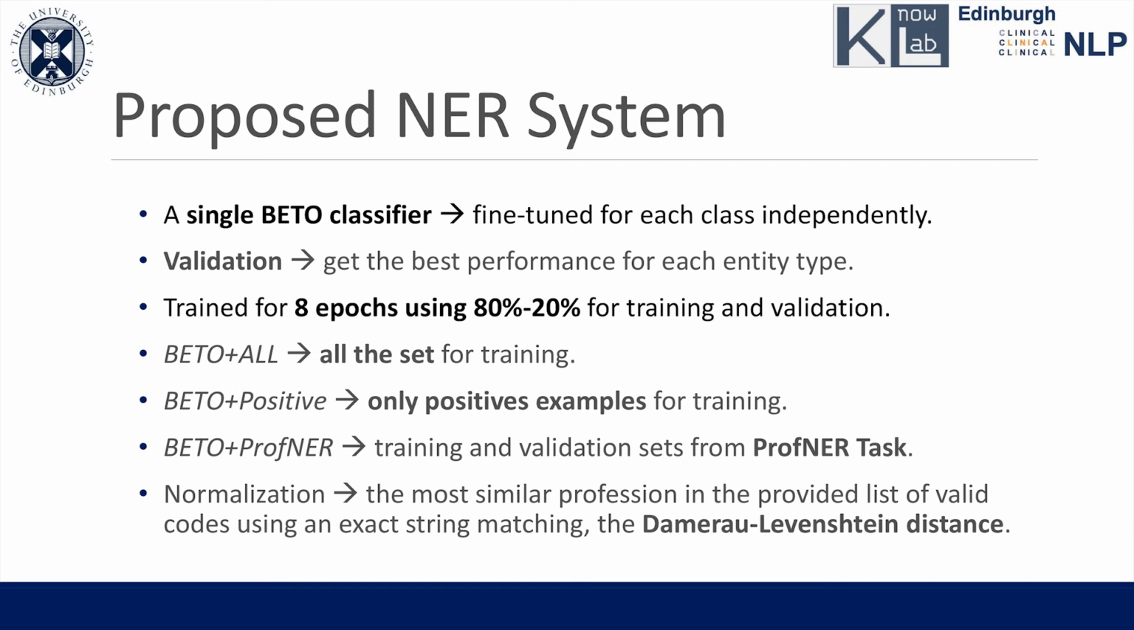Moreover, the BETO plus ProfNER model includes the training and validation sets from a previous task, the ProfNER task. For the normalization of professions, we take the most similar professions from the provided list of valid codes using the Damerau-Levenshtein distance.